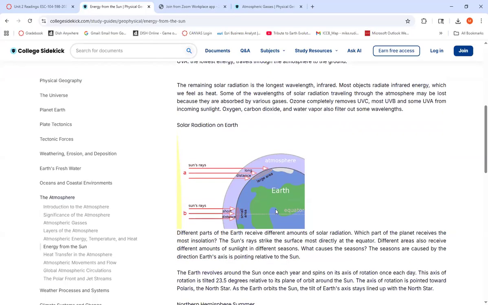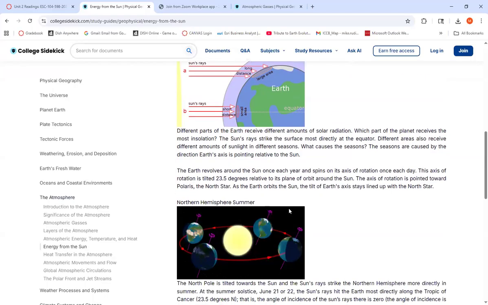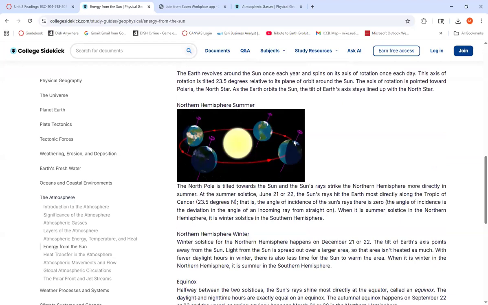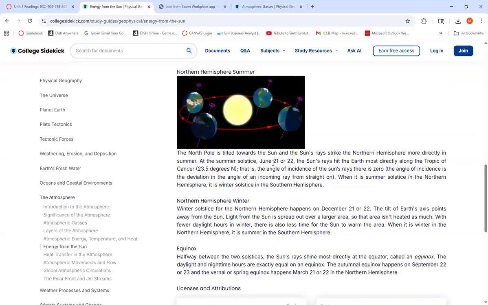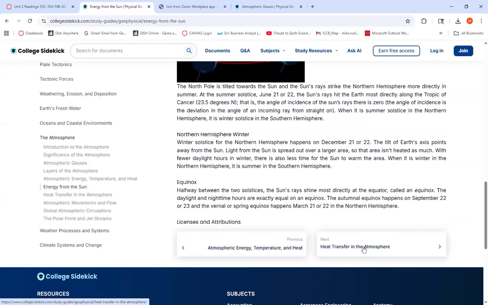So this is why we have heat moving from the equator to the poles, because there's more of a concentration of energy near the equator. So there are the classic diagrams of the Earth's revolution around the sun and our understanding of the solstices.